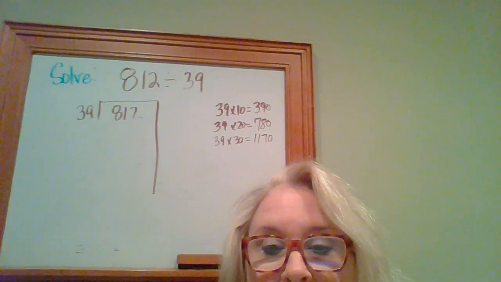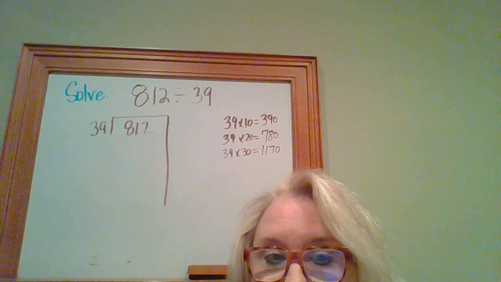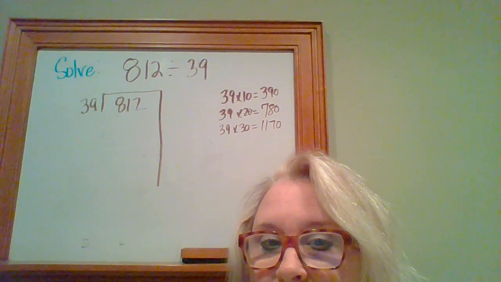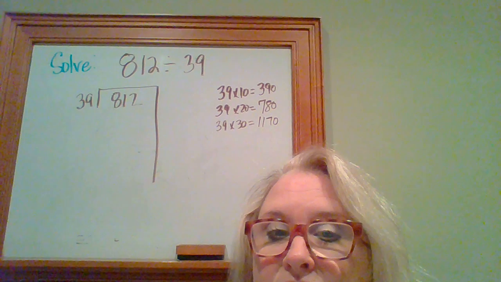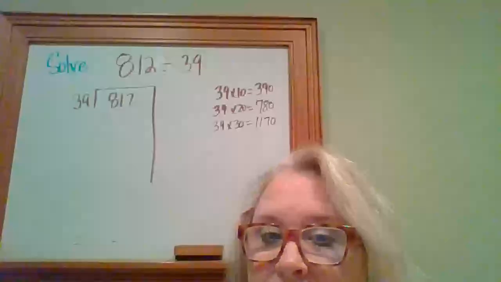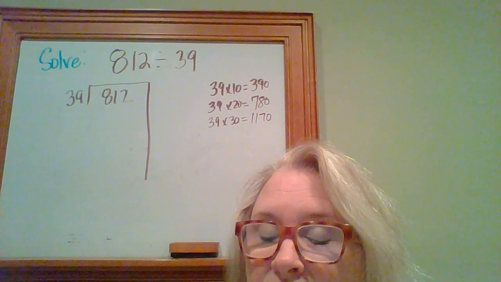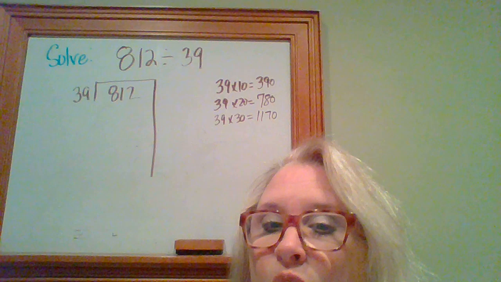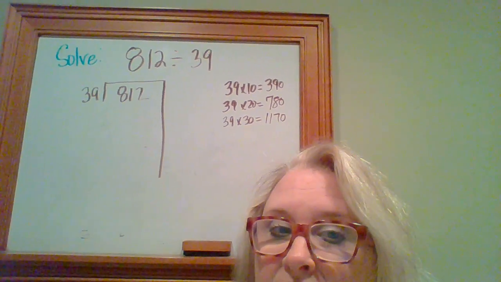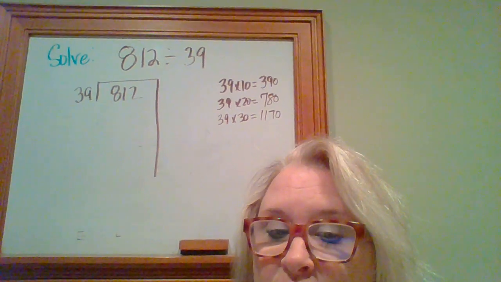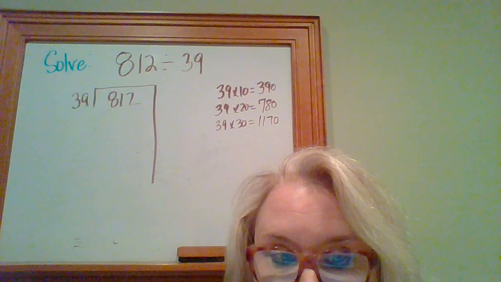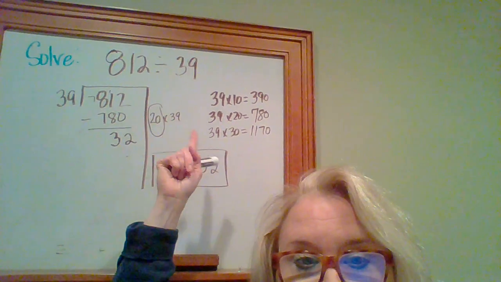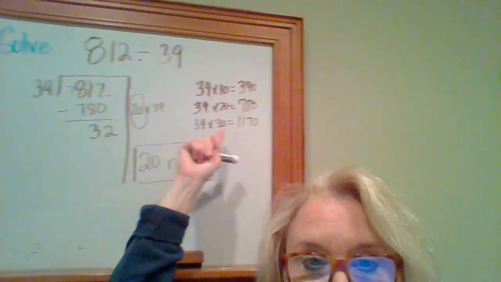Okay, I started my multiplication tower with tens again, because we have a large number. 812 is kind of a large number, so I started with multiplying by tens. So 39 times 10 is 390, 39 times 20 is 780, and 39 times 30 is 1170. Well, that's too many groups of 39 to pull out of 812. Let's continue. As you can see, I solved the problem by using 20 times 39, which gave me 780.